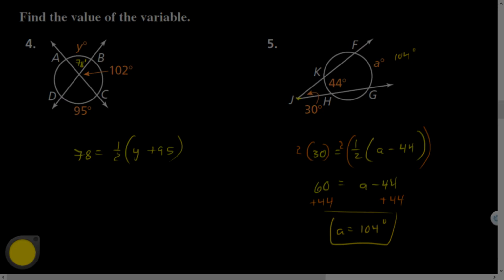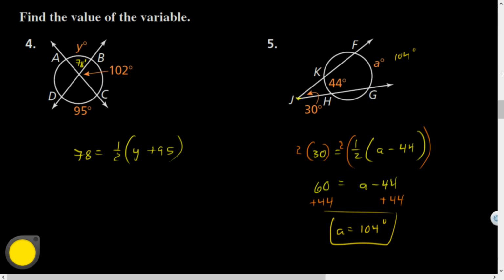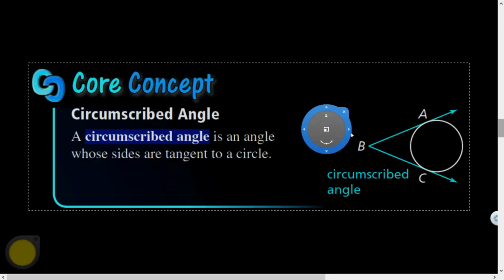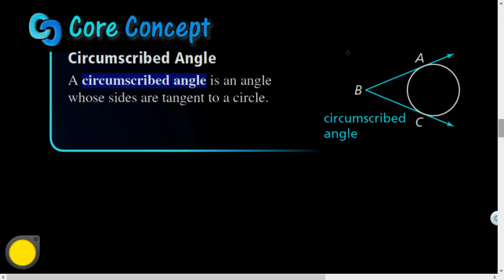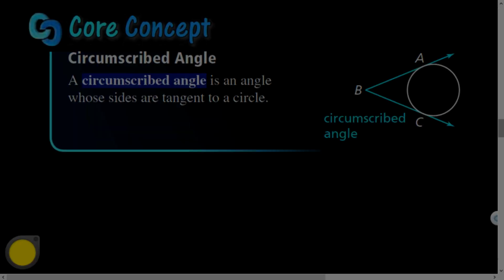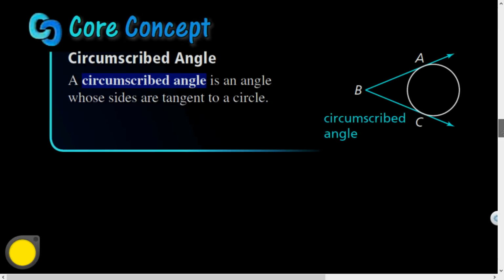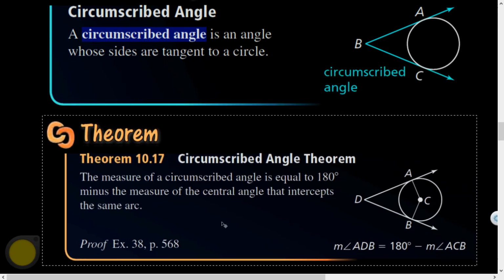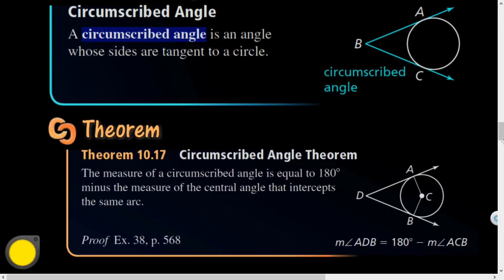Hey guys, here we go. Let's see how articulate I can be in describing this word. So Holden and Ryan, let's talk about this. A circumscribed angle is an angle whose sides are tangent to a circle. And we've had theorems relating the measures of angles. Let's see what happens here. So this is actually similar to the one that we were just looking at. It says the following: the measure of a circumscribed angle is equal to 180 minus the measure of the central angle that intercepts the same arc.